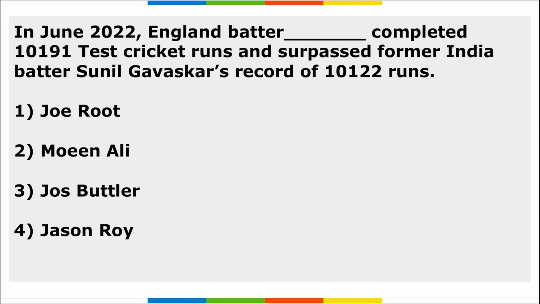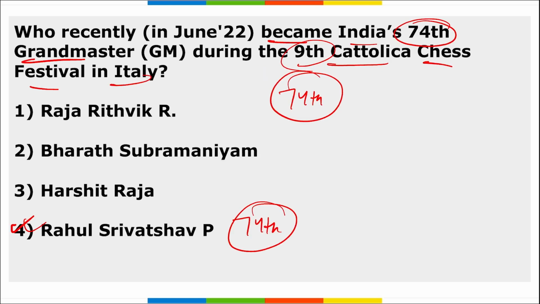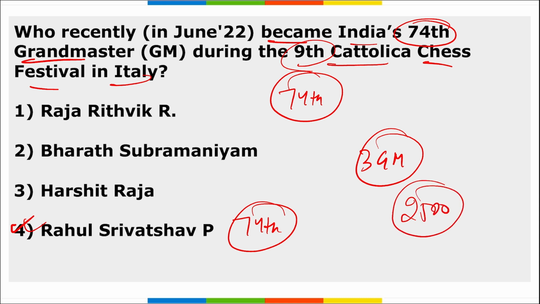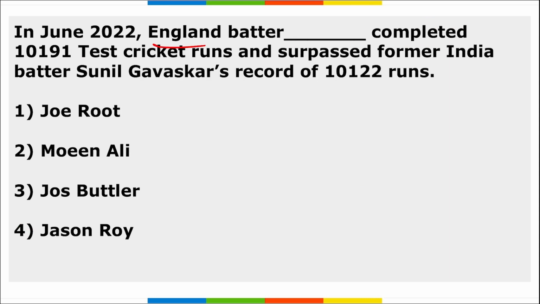Next, what are the basic reasons to become a Grandmaster? You have to understand that a player must secure 3 Grandmaster norms and cross the live rating of 2500 ELO points. Vishwanath Anand became the first Grandmaster of India in which year? In 1988.